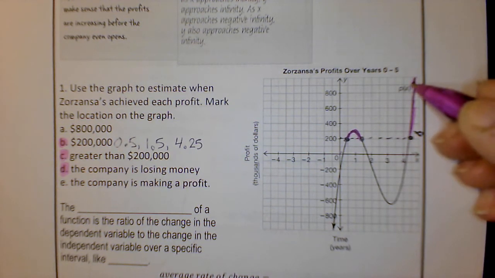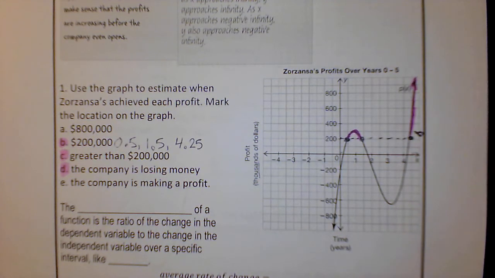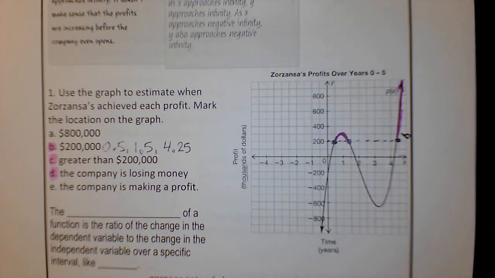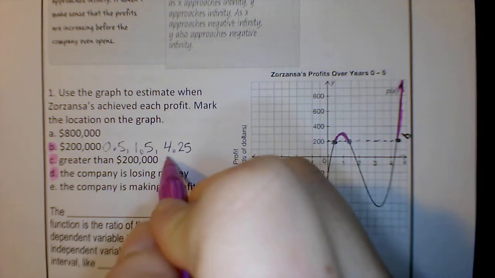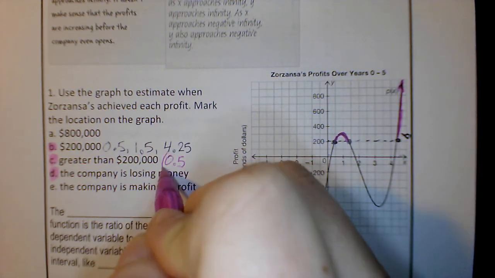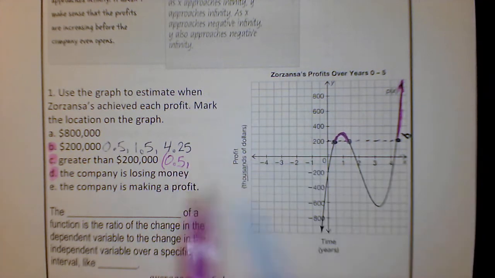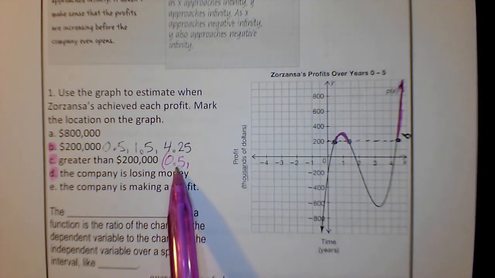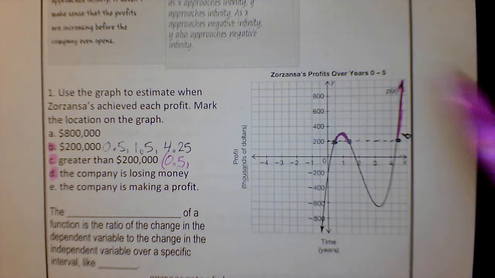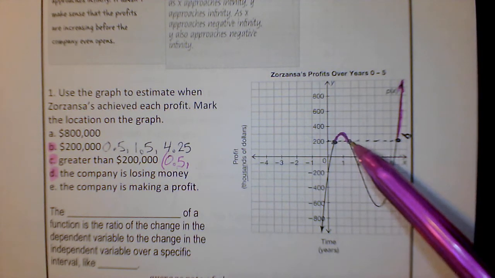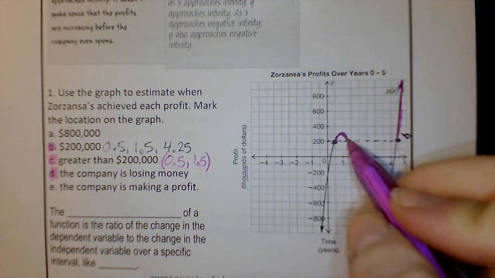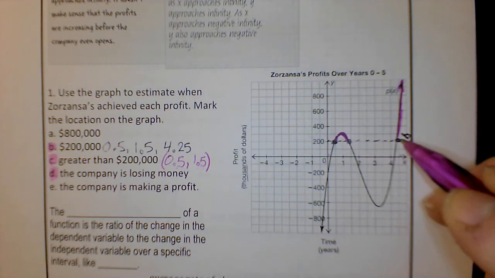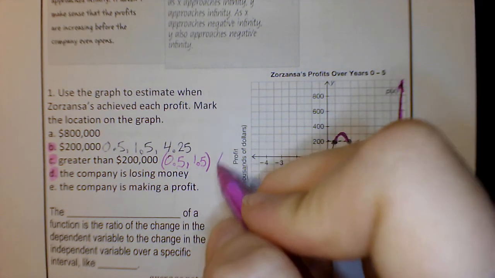Now, being able to write when that is going to be kind of new for some of us. So it starts being greater than 200,000 at half a year. So I'm going to write it the way that I'm writing this so that wherever it starts is here and wherever it ends is over here. So it stops being greater than 200,000 at about 1.5. And that's that first part. But then it's happening again, so I'm going to start a new one.